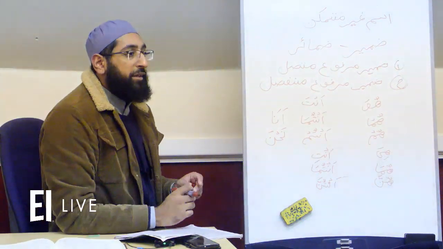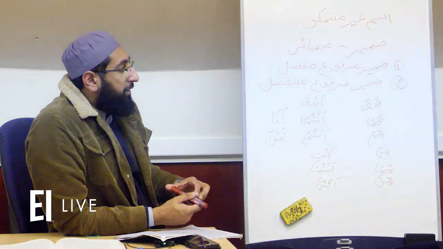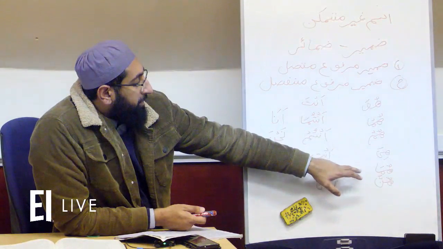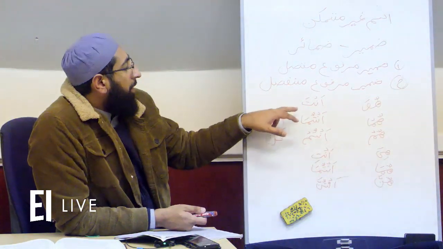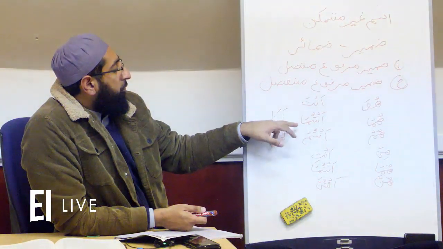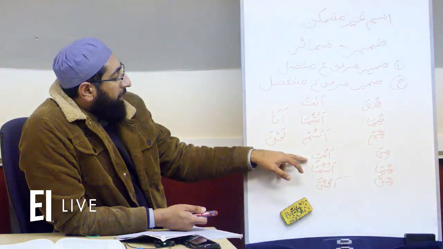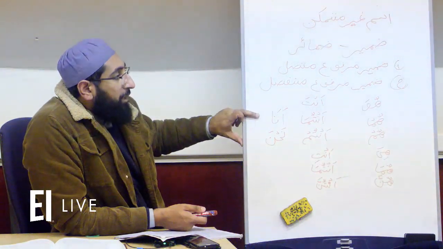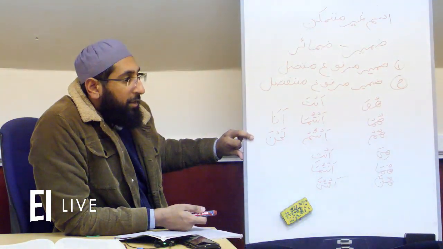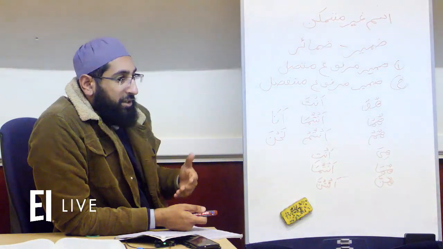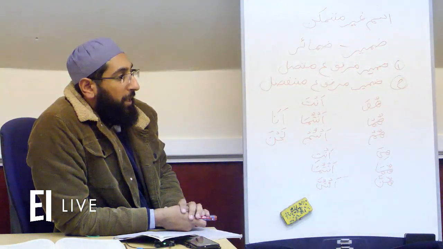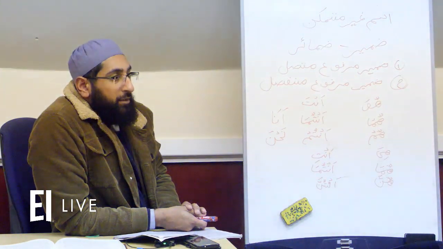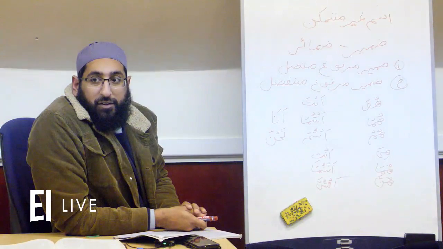So the sigas are the same as what you've read in Sarf. Wahid Muzakkar Ghaib, Tasniya Muzakkar Ghaib, Jama Muzakkar Ghaib, Wahid Muannas Ghaib, Tasniya Muannas Ghaib, Jama Muannas Ghaib, Wahid Muzakkar Hazir, Tasniya Muzakkar Hazir, Jama Muzakkar Hazir, Wahid Muannas Hazir, Tasniya Muannas Hazir, Jama Muannas Hazir, Wahid Mutakallim, Jama Mutakallim. Remember we did Daraba, we made that chart, it's the same as that. Okay, 14 altogether and they're in order. Have you written that?